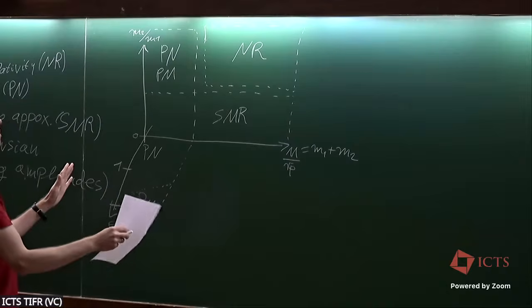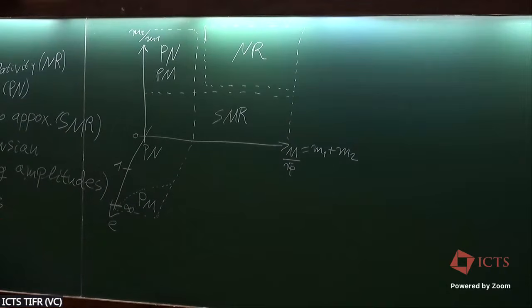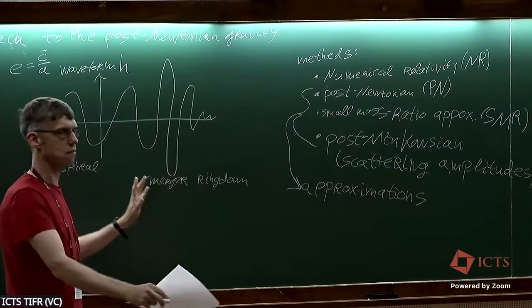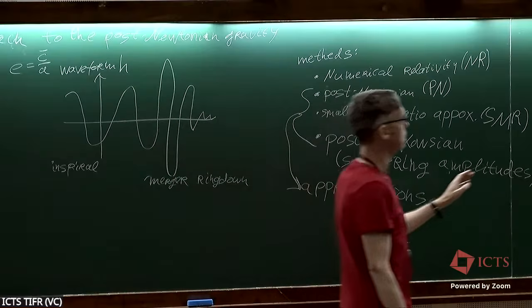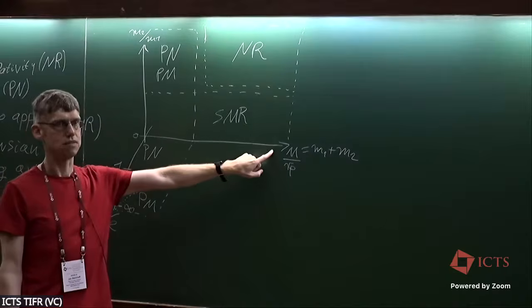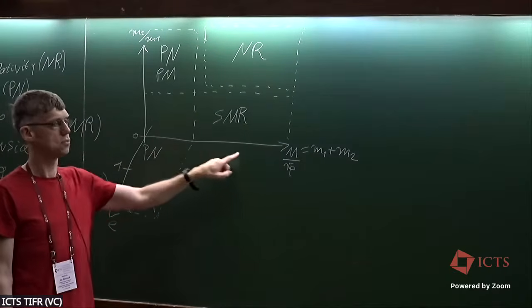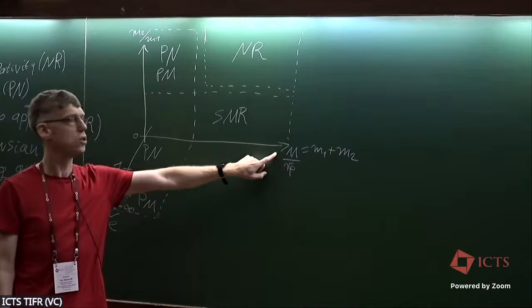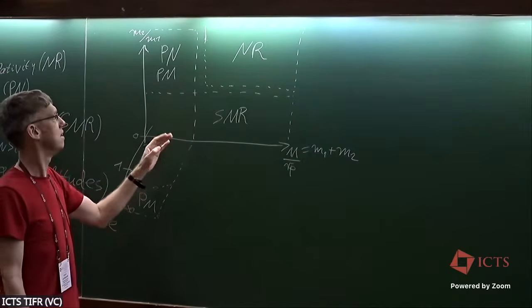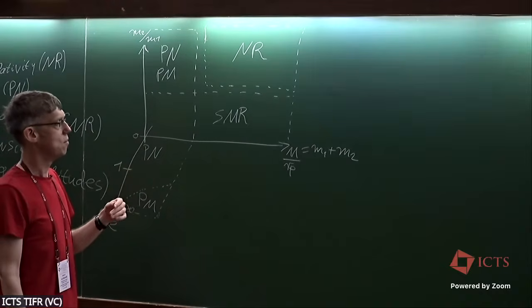But in general, the point is that one needs the combination of several methods to make any predictions, right? Because we want to have the signal during the inspiral, merger, and ringdown, ideally. We want everything. And that means the binary is moving from here to here, roughly, right? From large separation to smaller and smaller separation until it merges. So one usually needs to combine several methods in order to get a full, complete waveform.